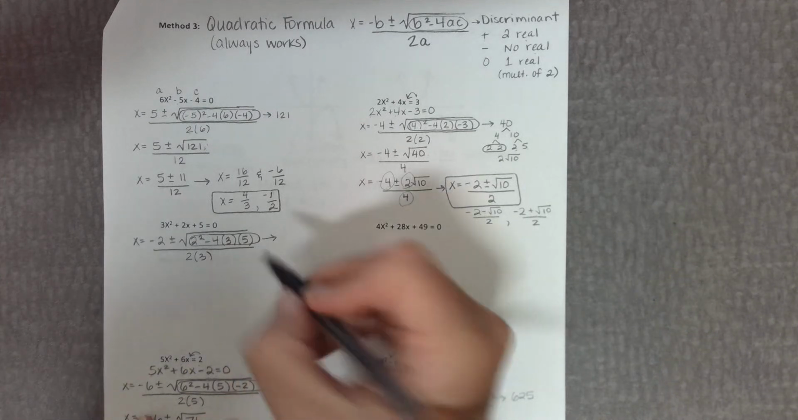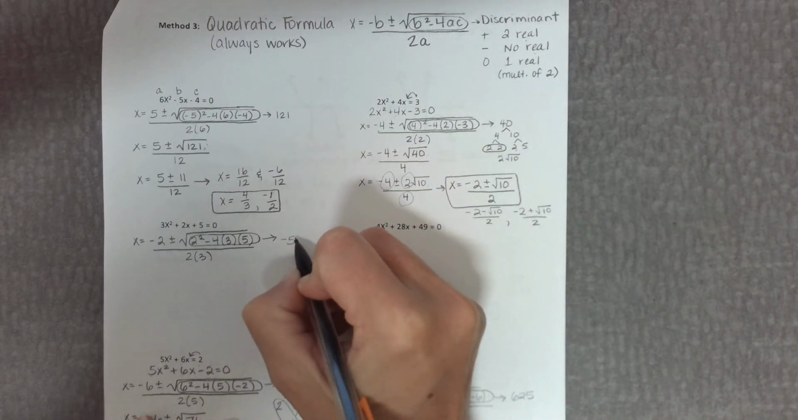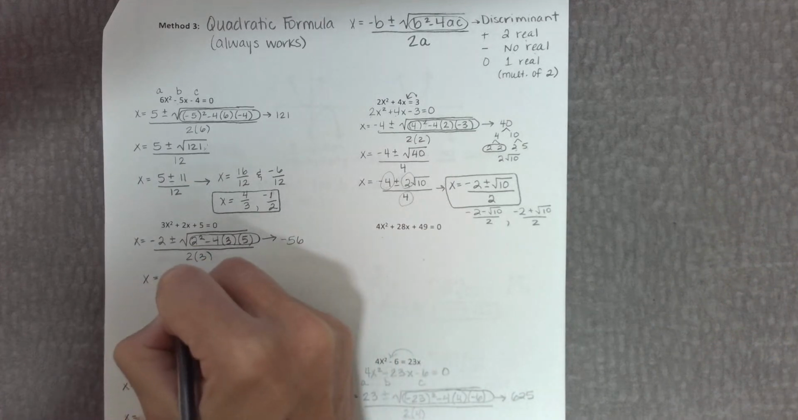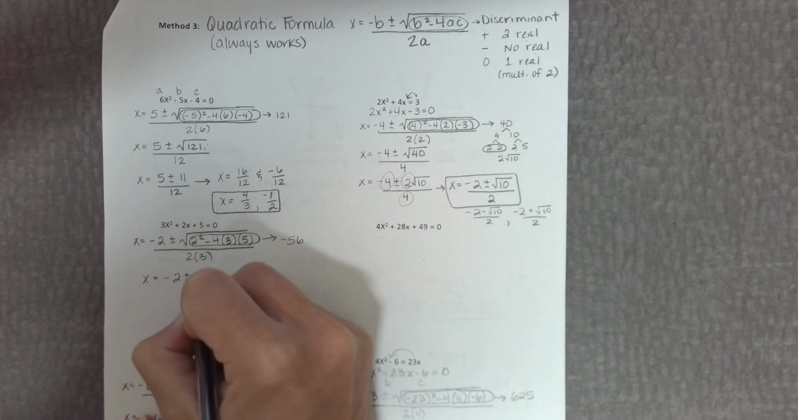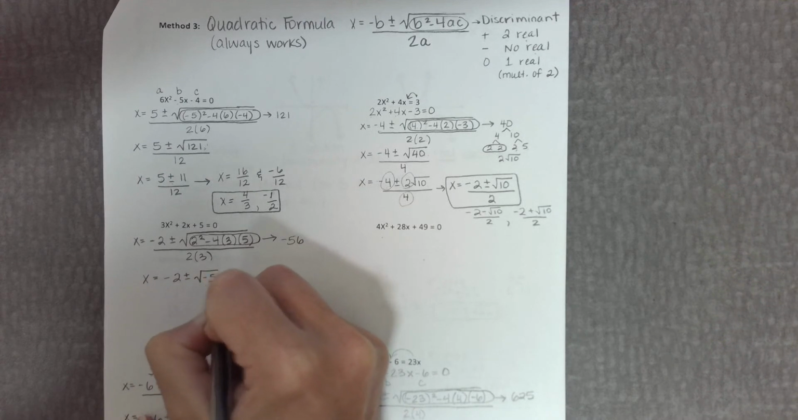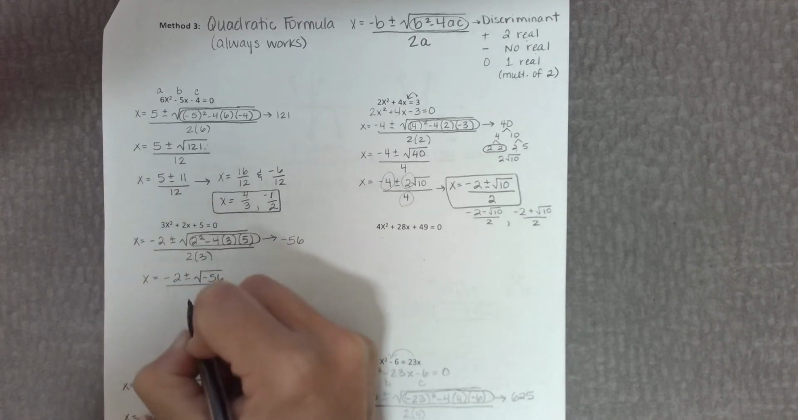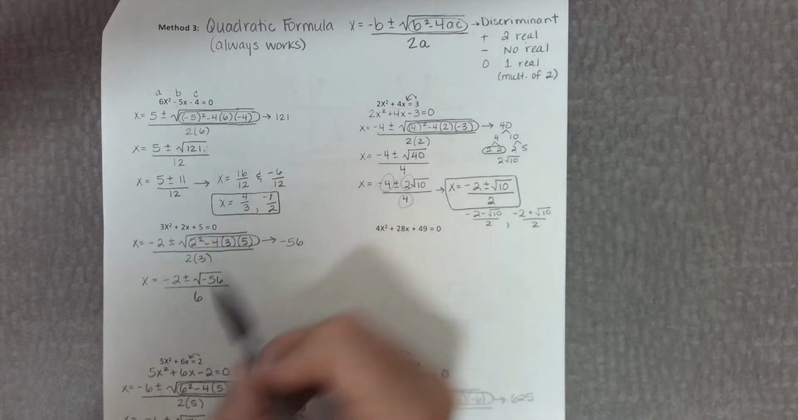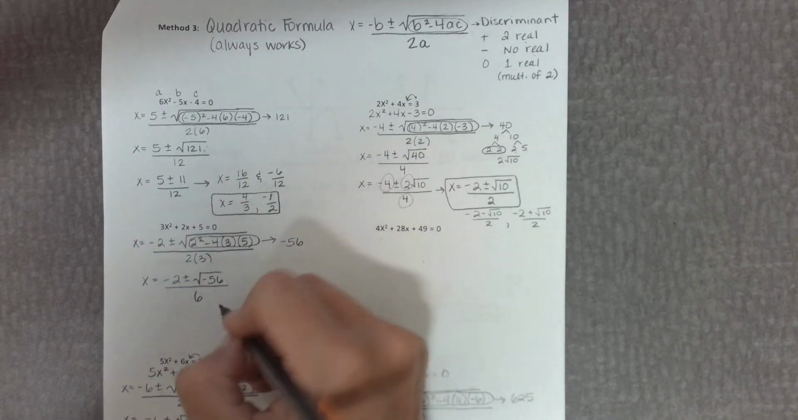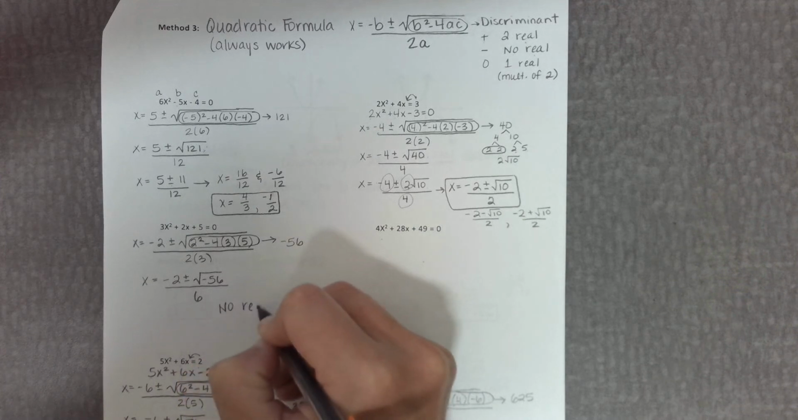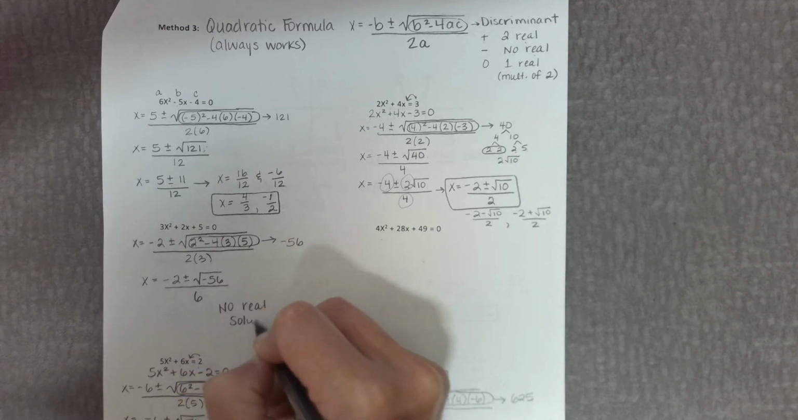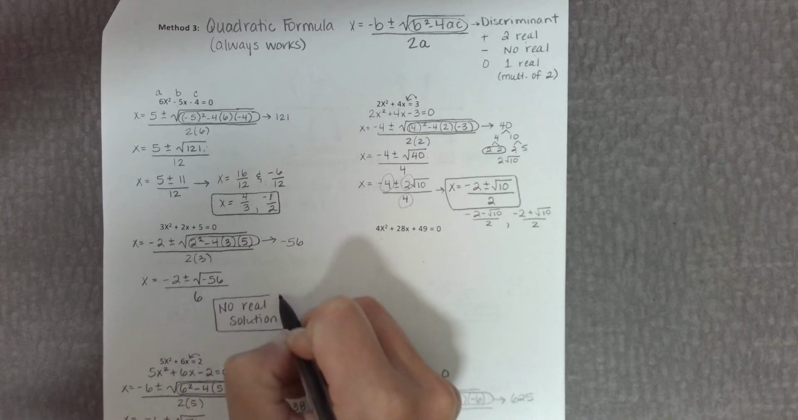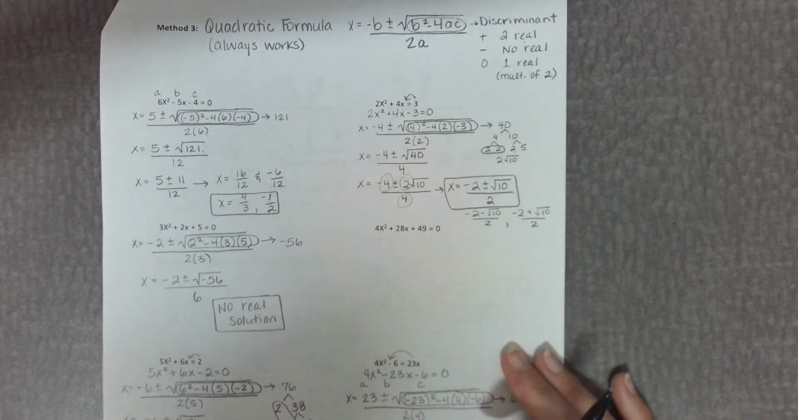When you do that, you should get negative 56. All right, so just to simplify, we already know what's going to happen here, but let me just write it out. Negative 2 plus or minus the square root of negative 56 divided by 6. The reason this is going to be no real solution is because we can't take the square roots of negative numbers. Graphically, this is a parabola that on the graph is not crossing the x-axis anywhere. The solutions would be imaginary.